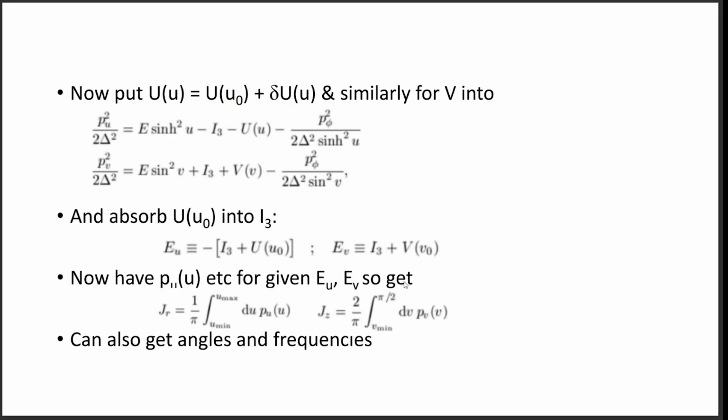Now we've said that U of u is equal to U of u naught plus delta u, because we define delta u to be this difference, and we put this into the expressions. These are expressions that come from Stäckel's work, as it were. They tell us what the u momentum, the momentum conjugate to u, is as a function of u, because everything on the right here is u, no v. And they tell us what the momentum conjugate to v is in terms of v.